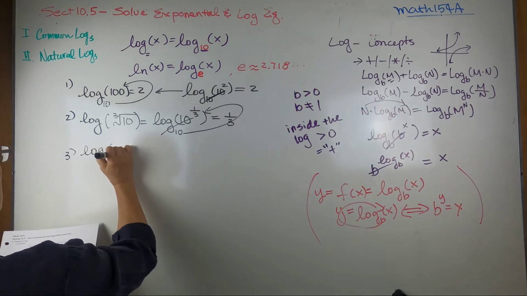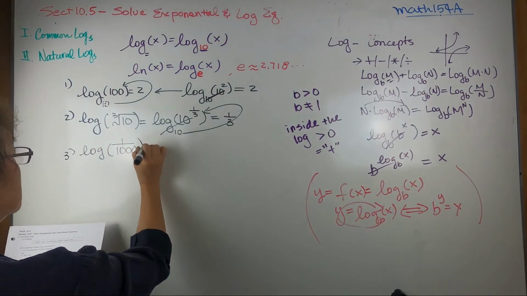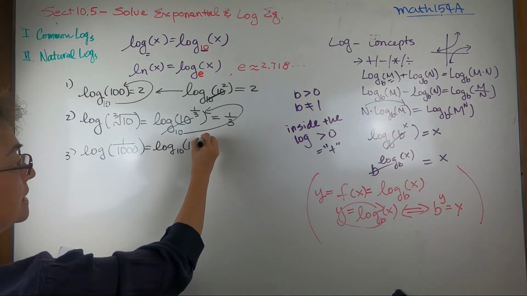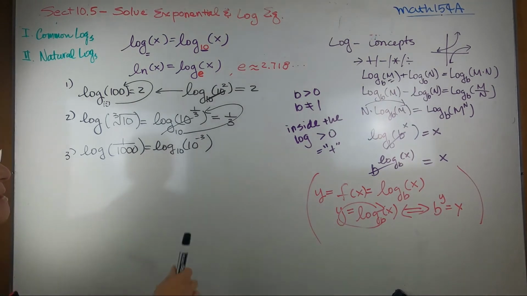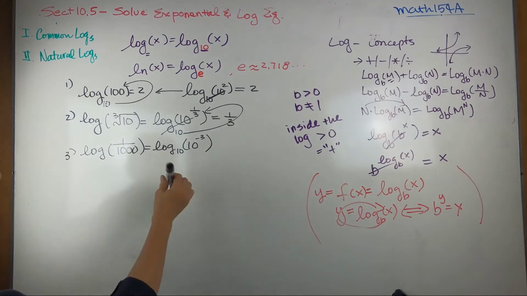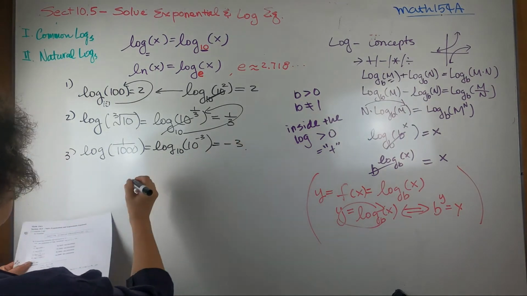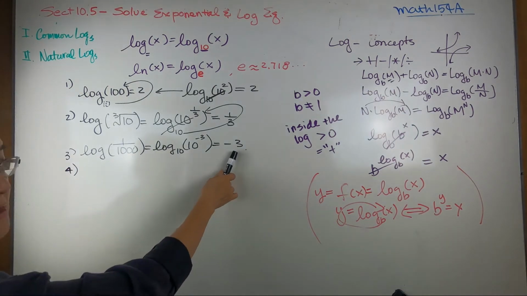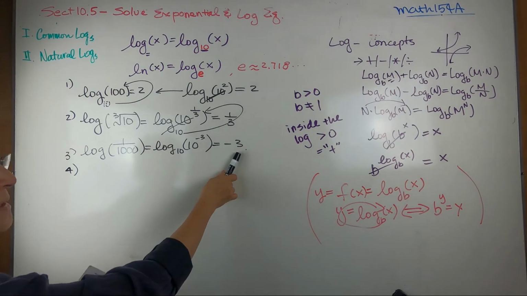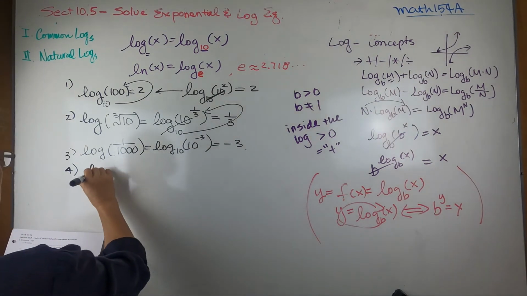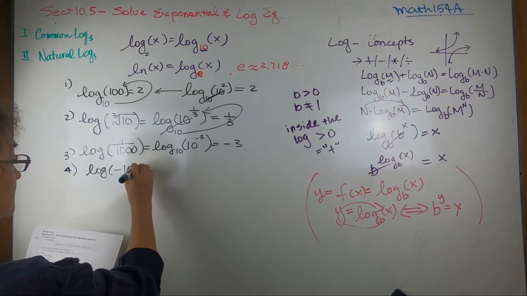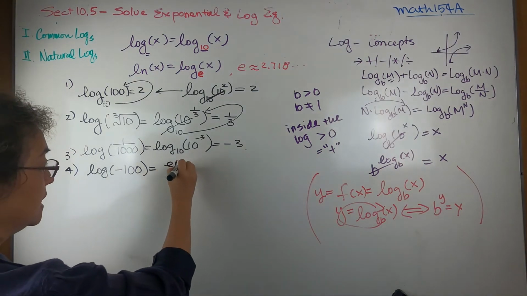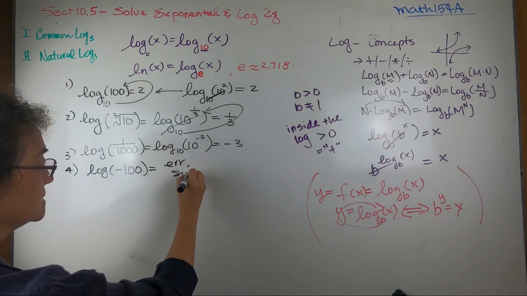So if you have log of 1 over 1,000, what do you think? You change to the power style. Negative 3 power means the reciprocal, 10 to the 3rd power. So your answer should be negative 3. You can punch this into the calculator and you will see the answer is negative 3. So if you have log of negative 100 and you punch it into the calculator, then you will see an error, a syntax error.